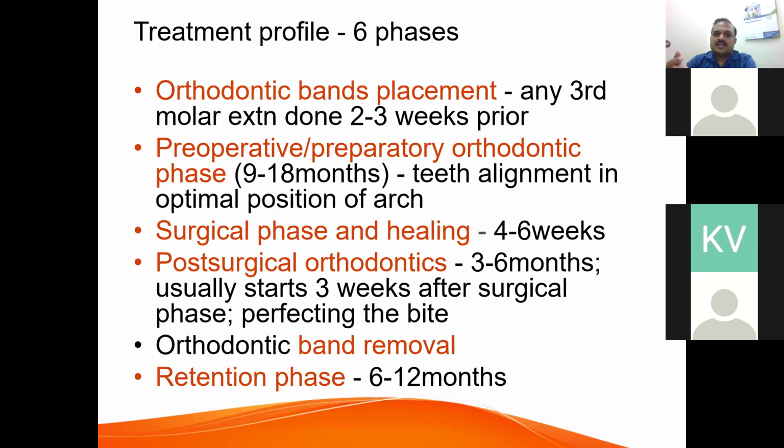The phases of treatment, once the patient is prepared for surgery and the surgical plan is done: the pre-surgical orthodontics involves orthodontic band placement. Any third molar extraction has to be done 2 to 3 weeks prior to the placement of the bands, followed by a preparatory orthodontic phase, which lasts for 9 to 18 months. This is for achieving Andrews element 1, positioning of the tooth. So teeth alignment, and we'll talk about the Andrews six elements later in this lecture. Teeth alignment and optimal position of the arch last for 9 to 18 months.